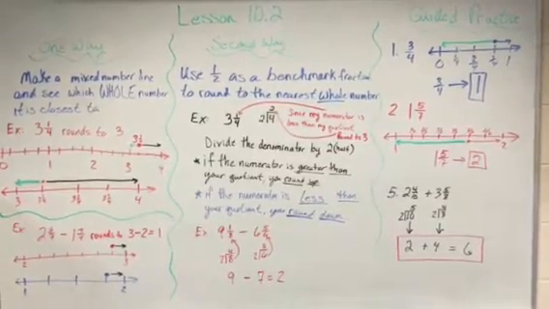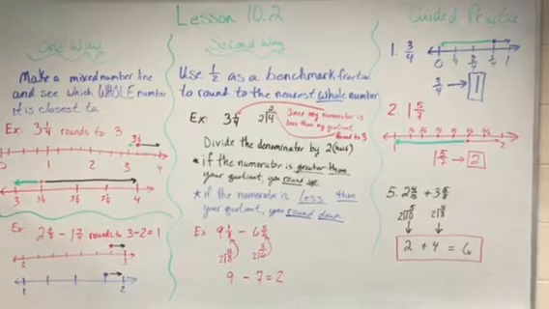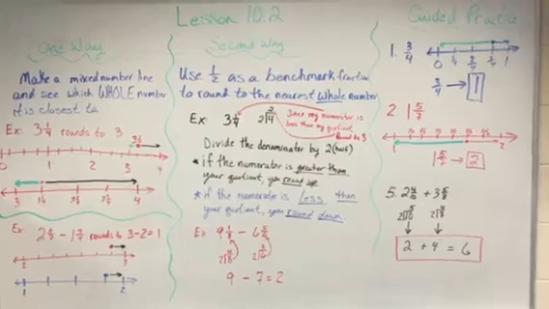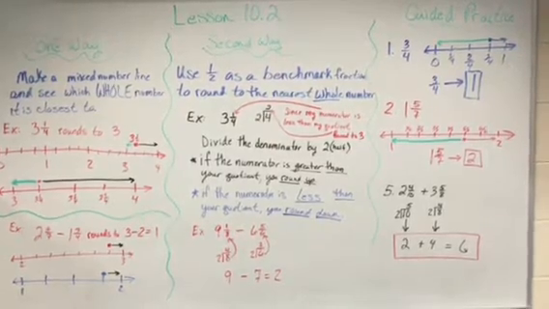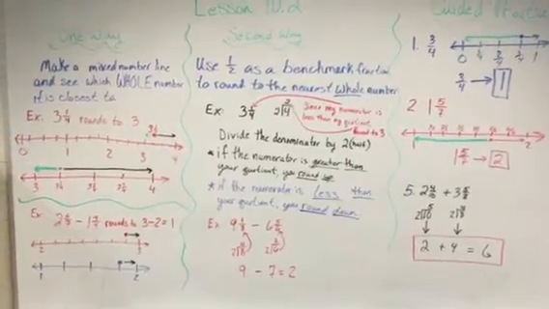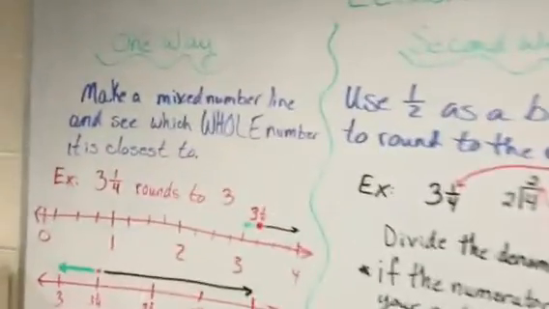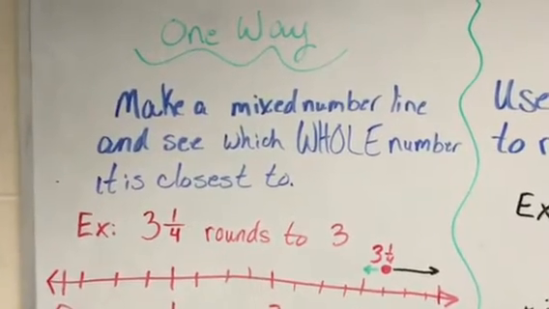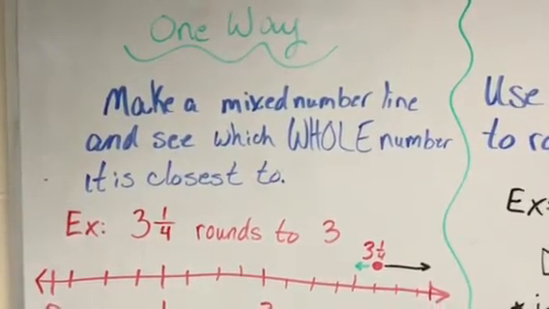So if you look at the board right now, it shows one way and a second way. So you're going to learn two different ways to estimate sums and differences of mixed numbers. Let's look at the first way first. That sounds weird. Alright, the first way. Make a mixed number line and see which whole number it is closest to.